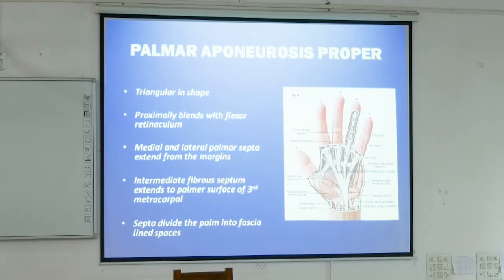The palmar aponeurosis proper is triangular in shape. Proximally it blends with the flexor retinaculum. Medial and lateral palmar septa extend from the margins. The intermediate fibrous septum extends to the palmar surface of the third metacarpal.